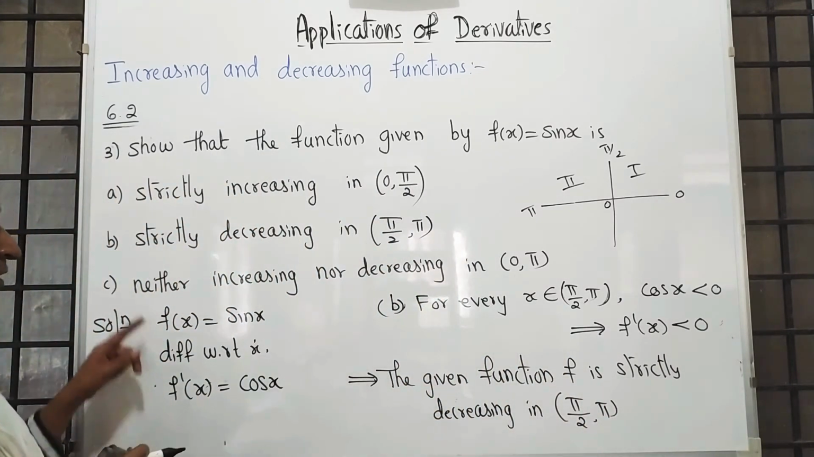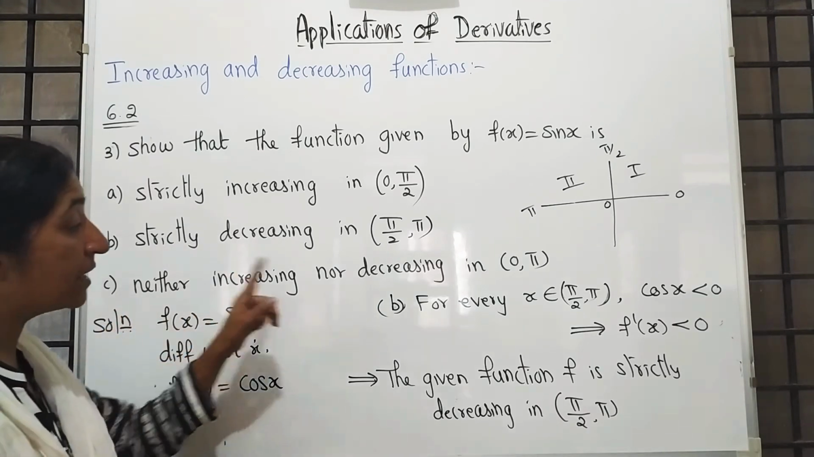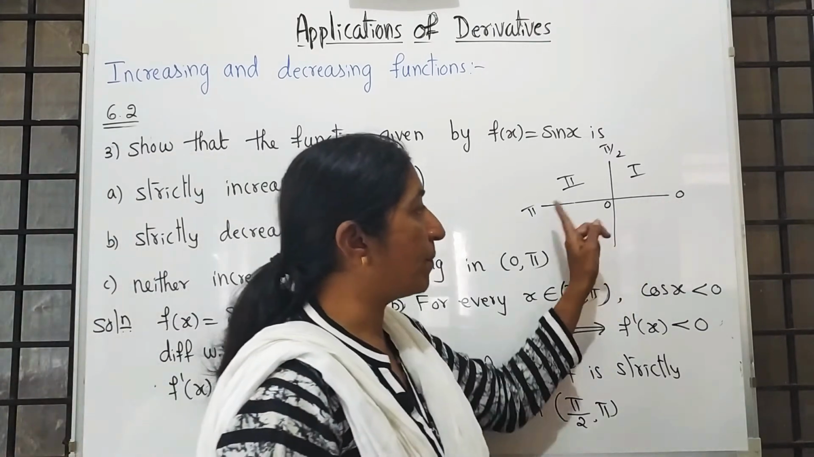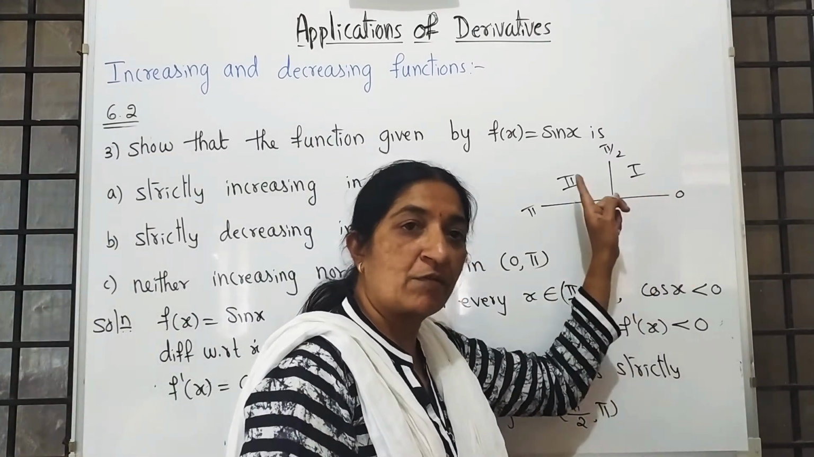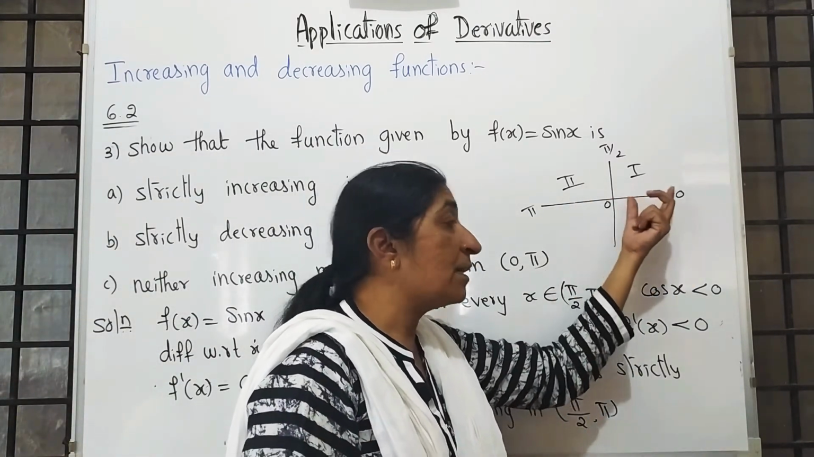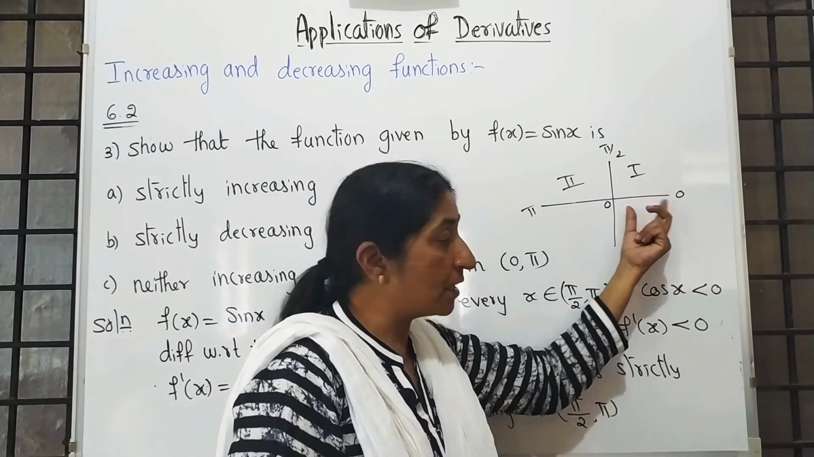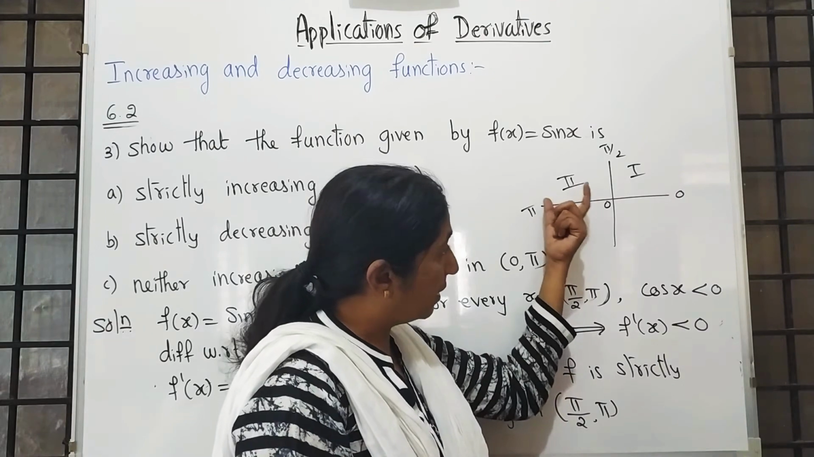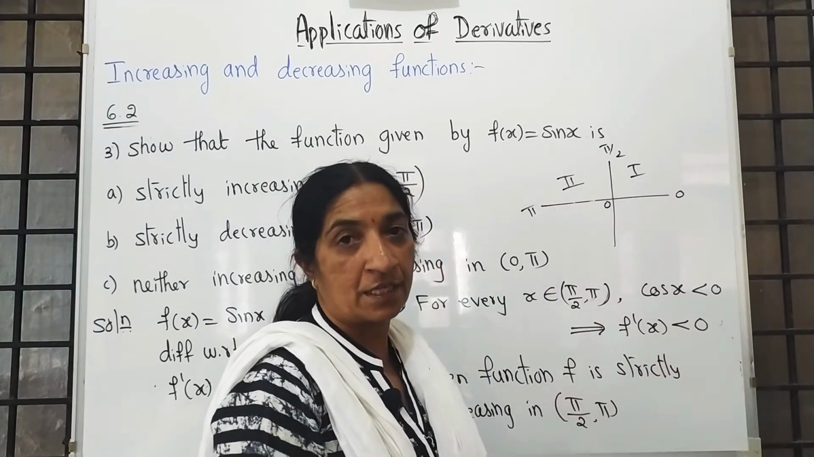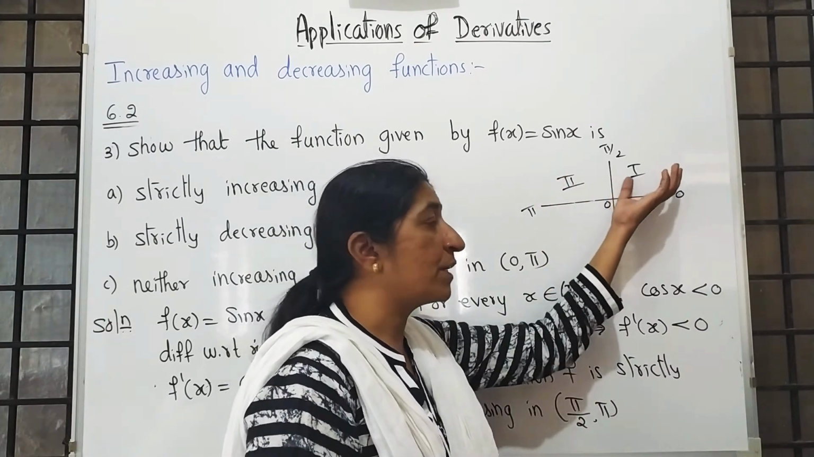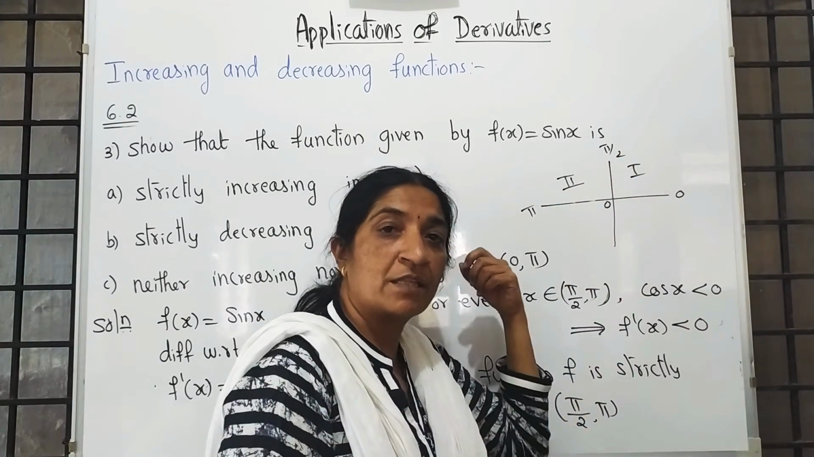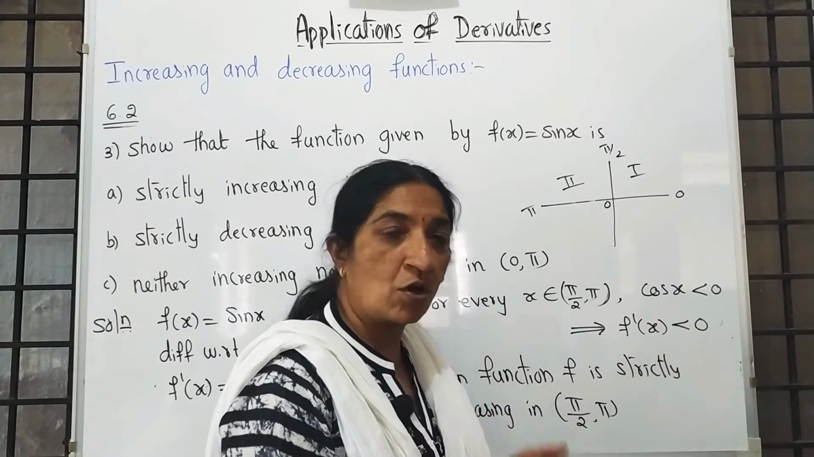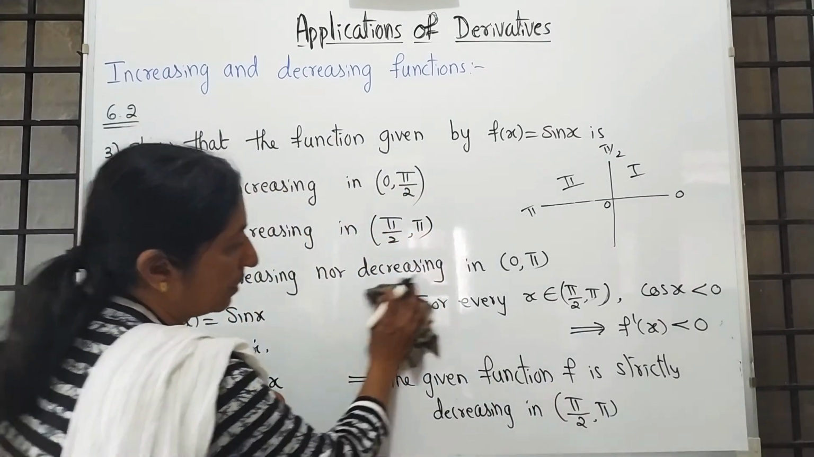Now moving to the third one, we have to show that it is neither increasing nor decreasing in 0 comma pi. See, 0 comma pi contains the first quadrant as well as the second quadrant. In the first quadrant the function is increasing, in the second quadrant the function is decreasing. That means in one half it is increasing, in one half it is decreasing, and in total it is neither increasing nor decreasing. So I am writing it like this.